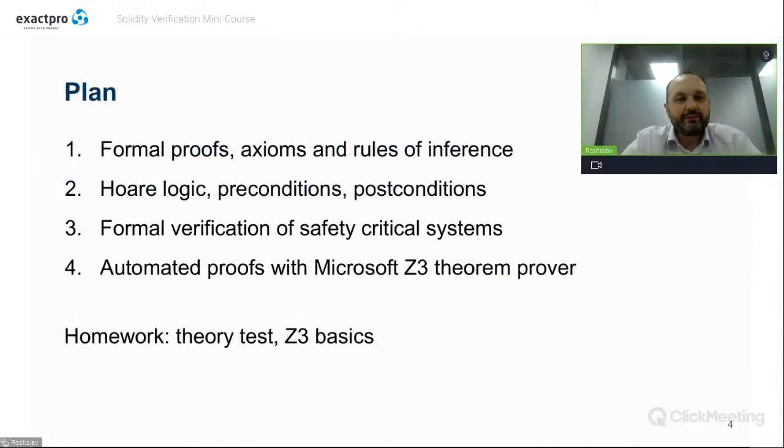Okay, and the plan for today's lecture is, okay, a lot of buzzwords, probably some mathematics and maybe not simple stuff about formal proofs, about Hoare logic, about formal verification, the safety critical systems, and we'll conclude with applications, in particular with Microsoft Z3 theorem prover.